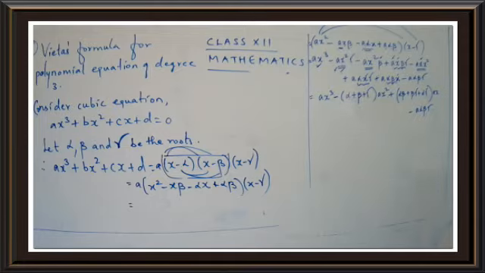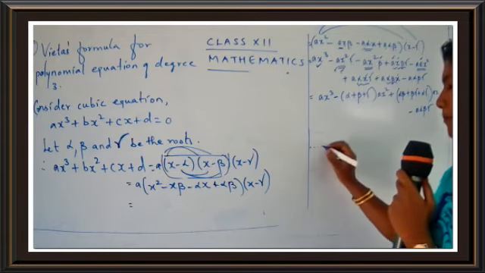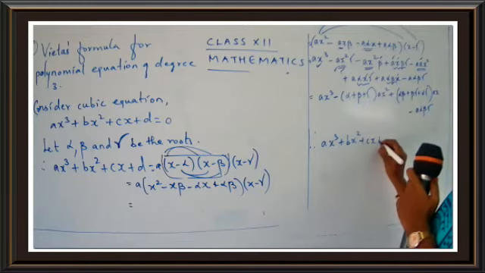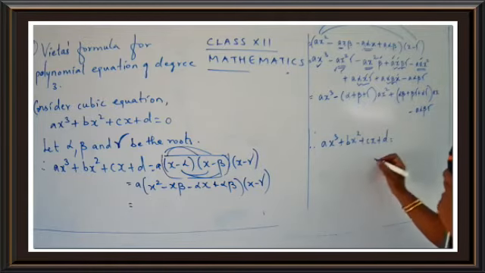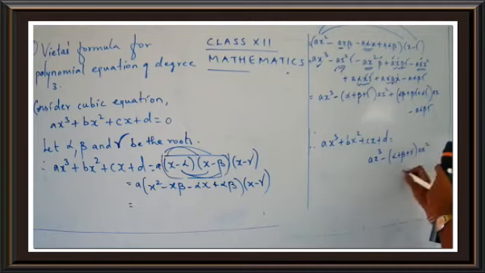Now, as we equated the coefficients for our quadratic equation, same manner you have to equate here. So let me write down the steps here. Write down. Therefore, a x cube plus b x square plus c x plus d is equal to what? This is the answer. Write down. This is equal to a x cube minus alpha plus beta plus gamma a x square plus alpha beta plus beta gamma plus alpha gamma a x minus a alpha beta gamma.